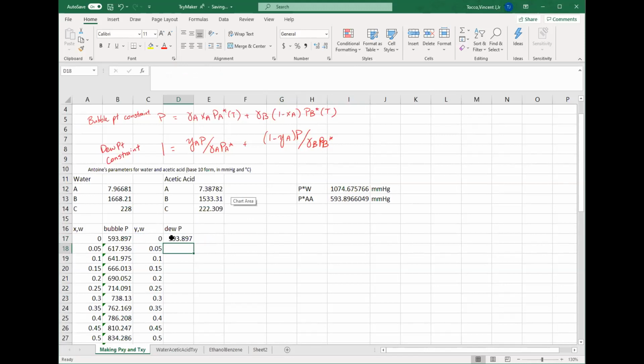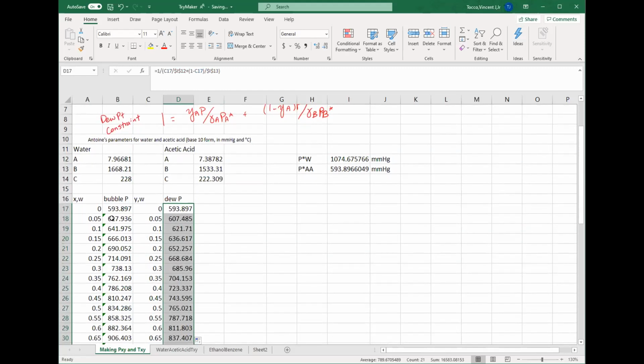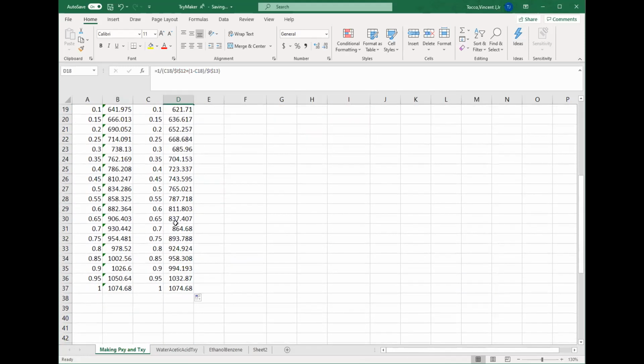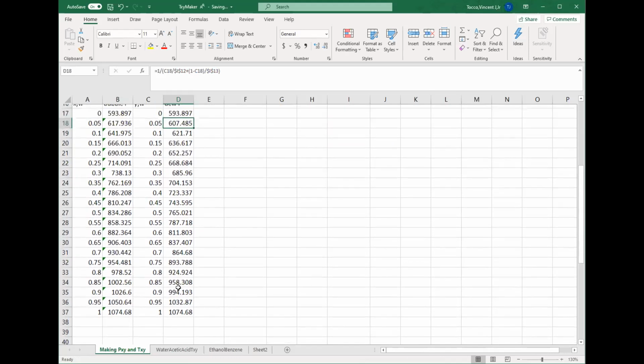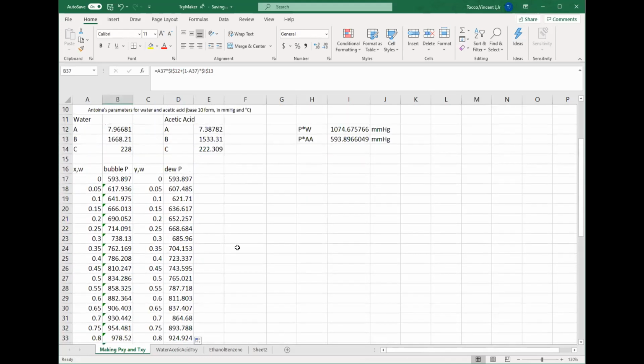Just like before, my dew point pressure of my pure component should equal my pure component vapor pressure. So double click that all the way down. Notice, however, that the bubble point and the dew point pressures are in general different, and that's okay. The only place where they should be the same is at the pure components, and at pure water, I have agreement with what my Antoine's equation says it should be. All right, so now I have bubble point and dew point pressures.